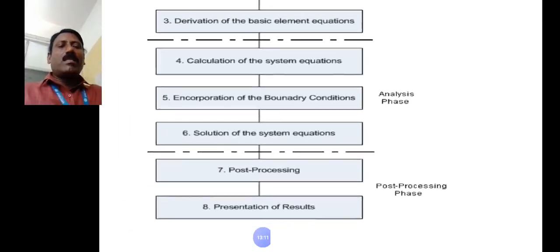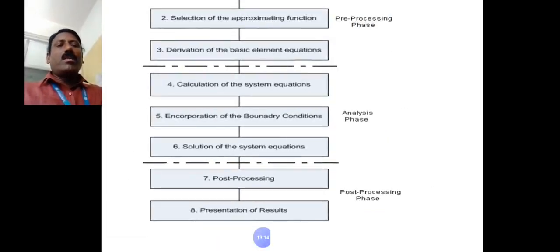Basically, these steps are grouped into three modes: pre-processing, processing and post-processing. Pre-processing covers discretizing the element, making the approximate functions, and the derivation of basic element equations. Processing means the calculation of system equations, incorporation of boundary conditions, and the solution of system equations. Post-processing is the retrieval of results and display of results. These are all the basic steps of the finite element method.